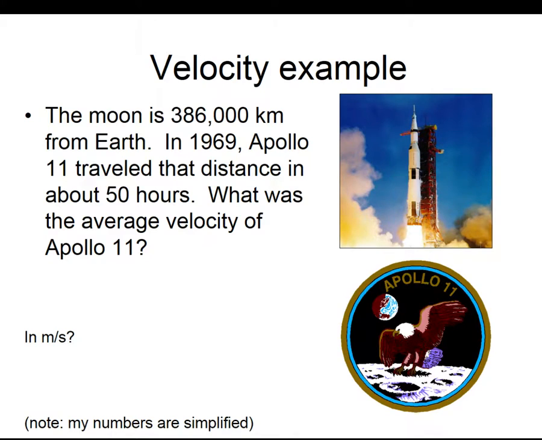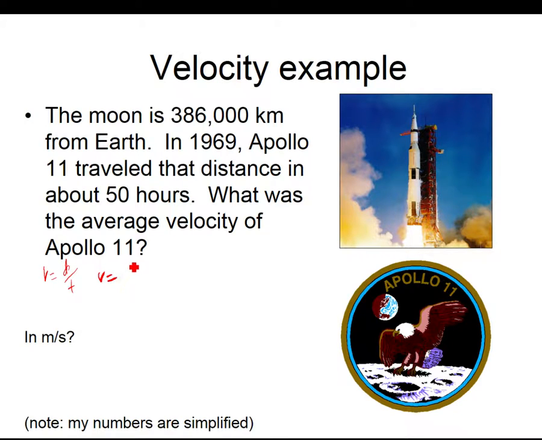Let's do another example. Tie it into our astronomy unit a little bit here. The moon is 386,000 kilometers from Earth. In 1969, Apollo 11 traveled that distance in 50 hours. What was the average velocity of Apollo 11? So again, we have our formula. Velocity equals distance divided by time.